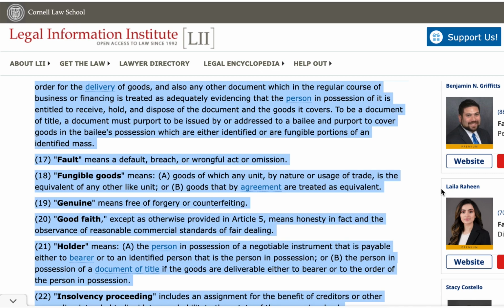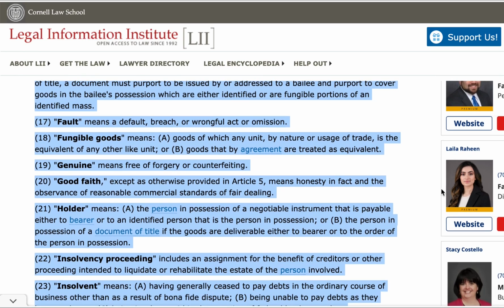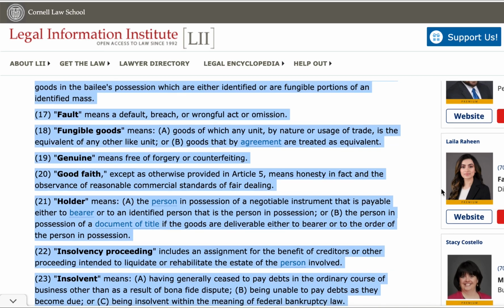Goods of which any unit, by nature or usage of trade, is the equivalent of any other like unit, or B. Goods that by agreement are treated as equivalent. 19. Genuine means free of forgery or counterfeiting. 20. Good faith, except as otherwise provided in Article 5, means honesty in fact and the observance of reasonable commercial standards of fair dealing.